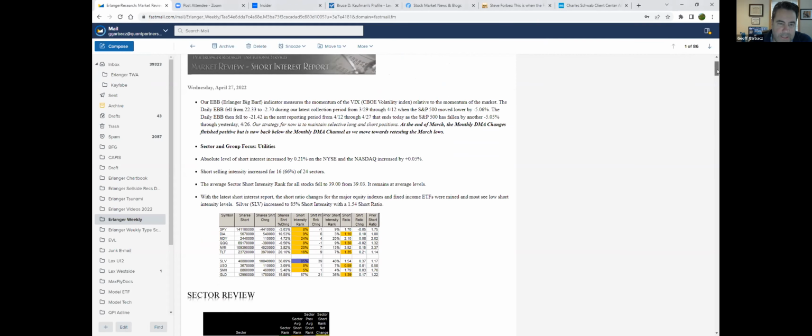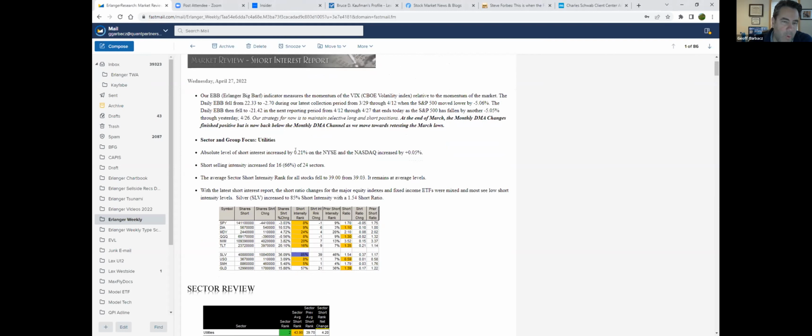What's interesting to me is there wasn't much addition. Remember, we're up a lot over the last year. New York's up like 19, and Nasdaq's up over 30% on a year-over-year basis. So people are pretty well hedged on individual names. And we saw of the 24 sectors, 16 had an increase, and the average short intensity for every single name fell to 30 from 39.03, which is barely a drop at all.